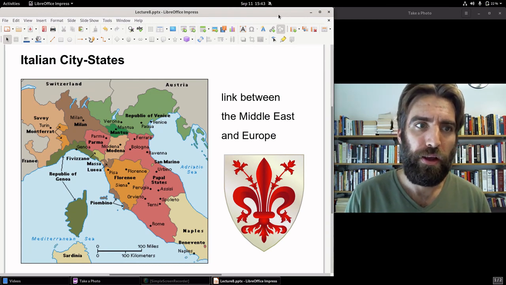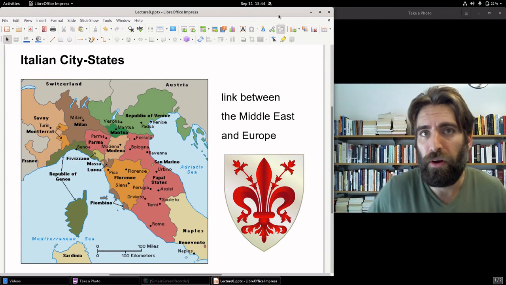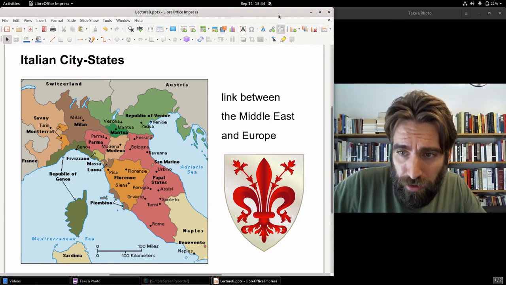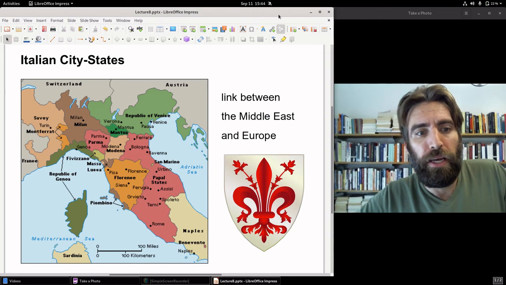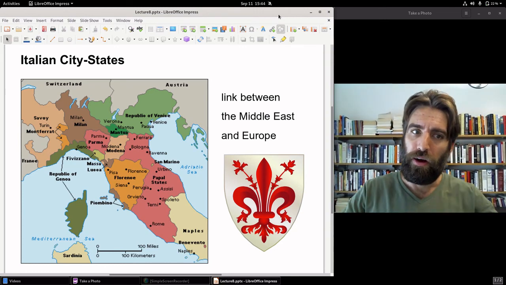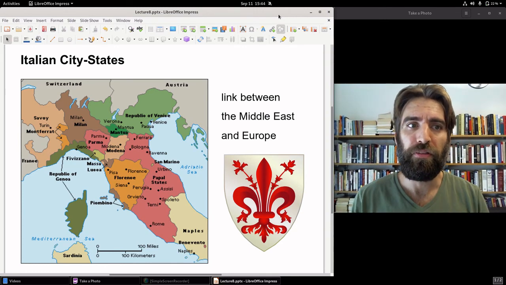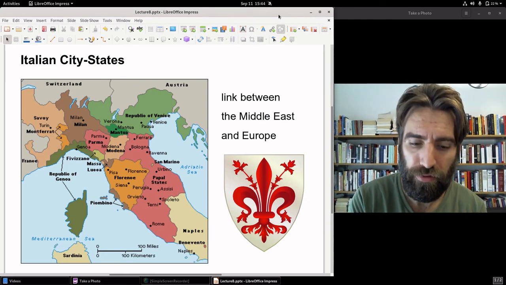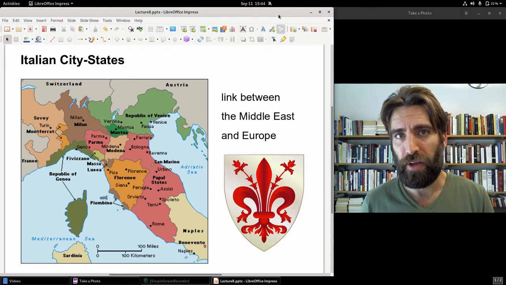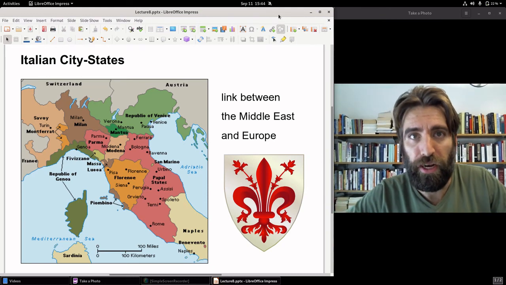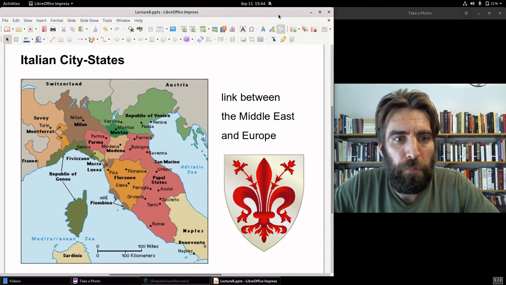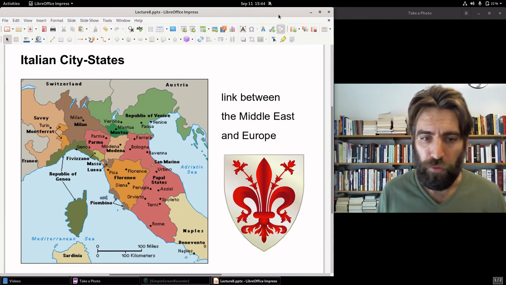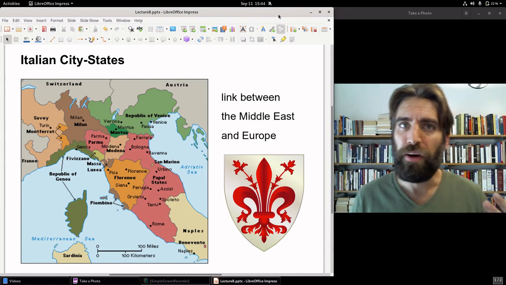Now, in those days there was no united Italy. Italian unification doesn't occur until 1871. Italy consisted of a number of different city-states. The wealthiest were in the north, in the central part of the Italian peninsula. The southern part of the peninsula, Naples, was a lot poorer. But in the central and northern parts, there are a number of very important, critical, very commercial cities.